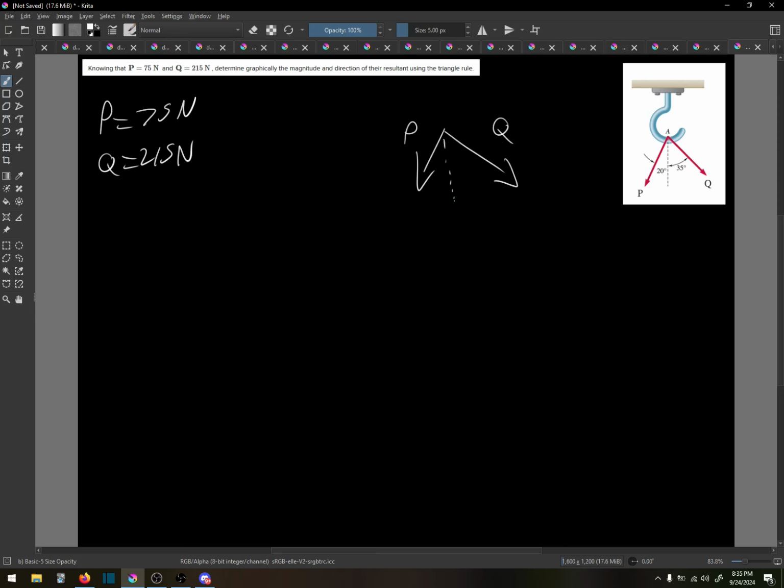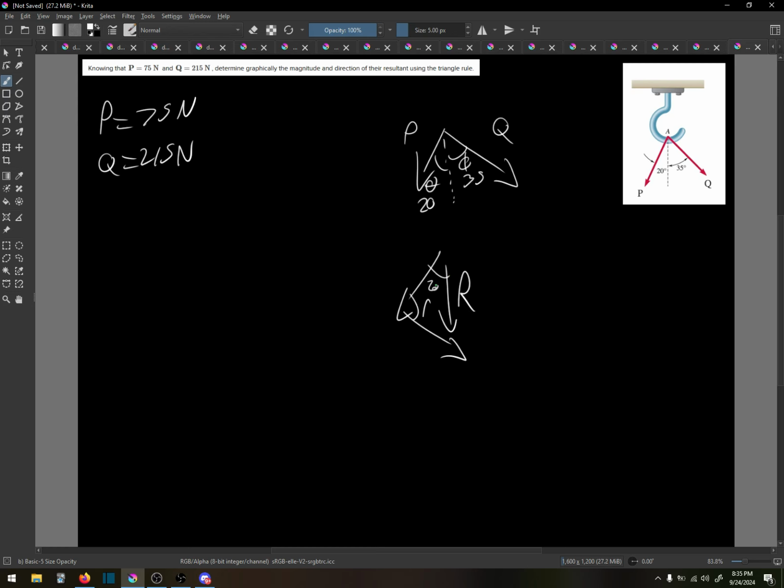and that this line going straight down gives us two angles, this one being 20 degrees, this one being 35 degrees. What we could do is draw P here and then Q here with the resultant here. Now we have this angle here, R.